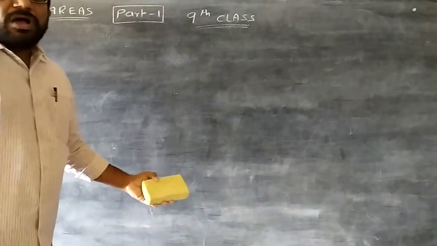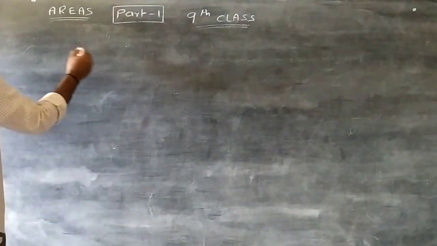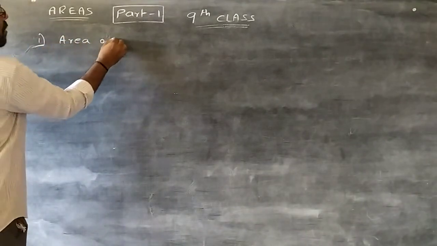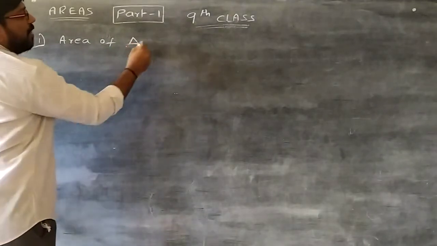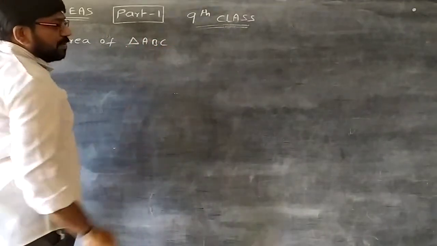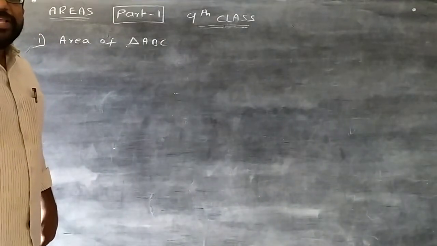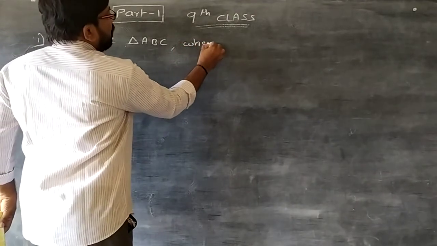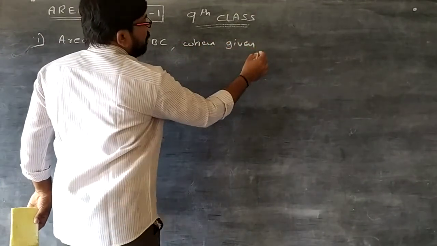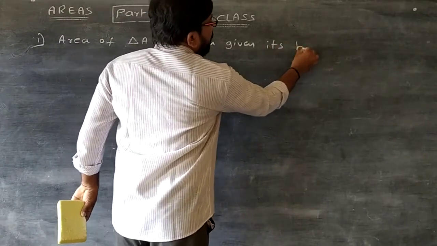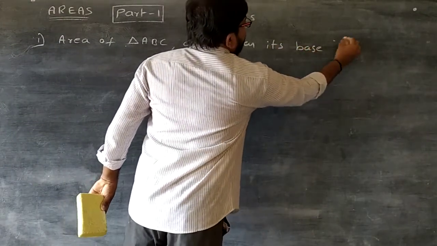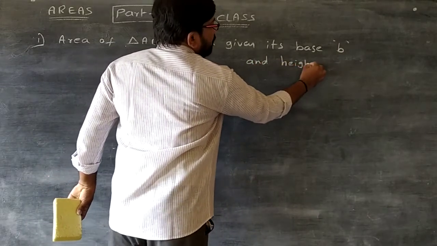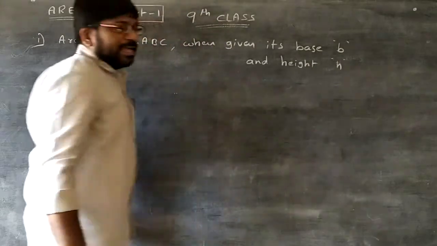Now, formulas of areas of plane figures. The first one, area of triangle ABC when given its base B and height H. What is the area of the triangle?